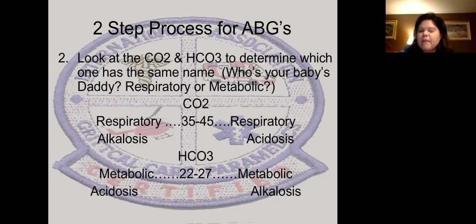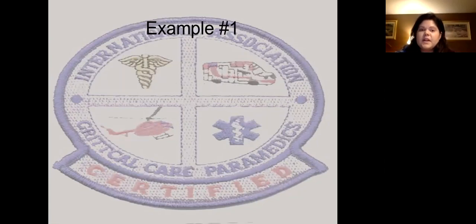So I remember that by CO2 has a 2 on it, so it's not going to be in the 20s, because why would it be that easy? So 35 to 45. And your HCO3 has a 3 in it, so it's not going to be lower, so 22 to 27. And that's just going to tell you if you're respiratory alkalosis or acidosis, or if you're in a metabolic state.